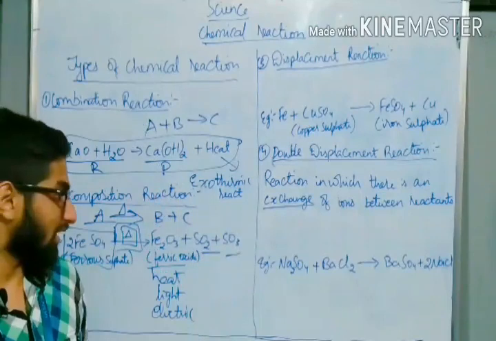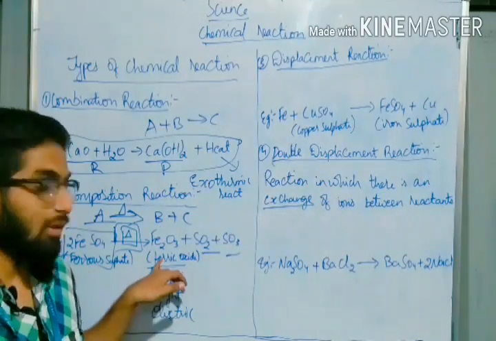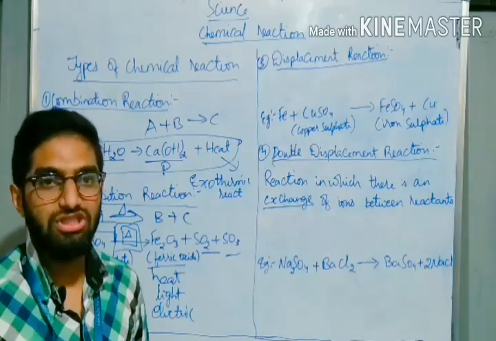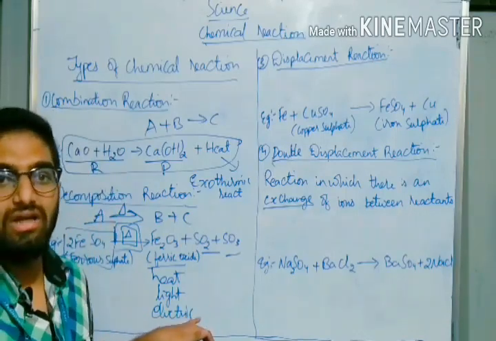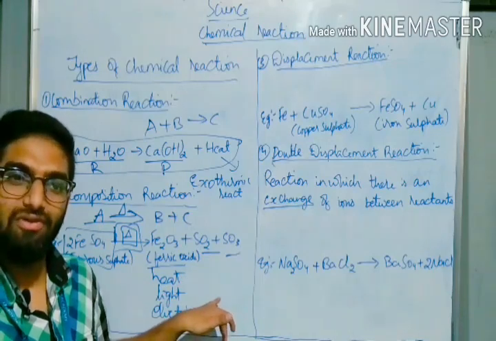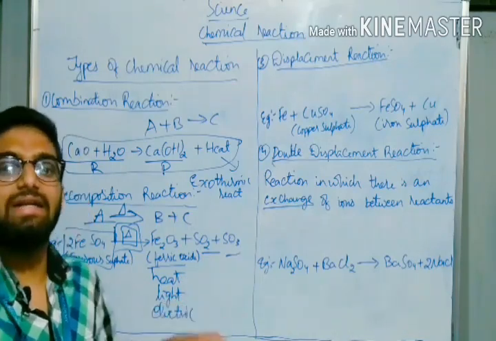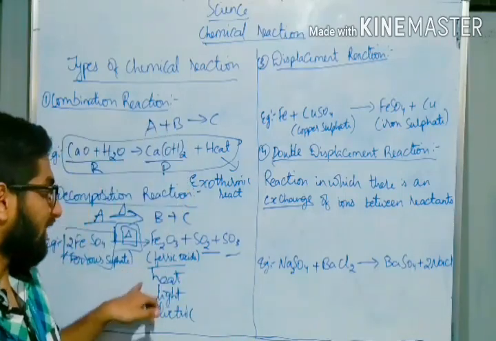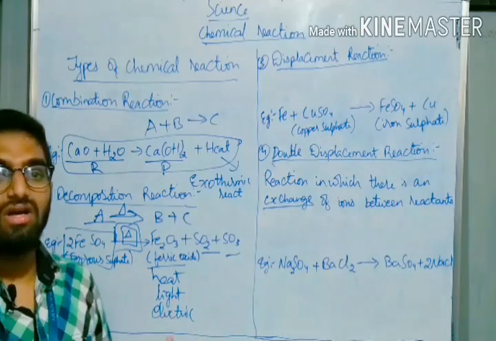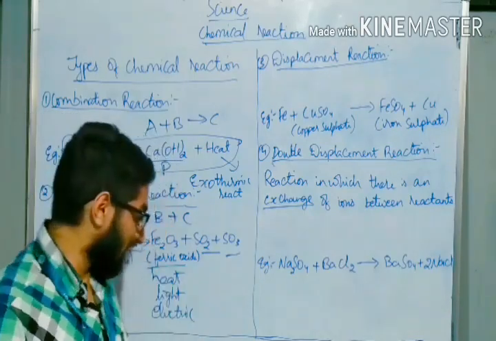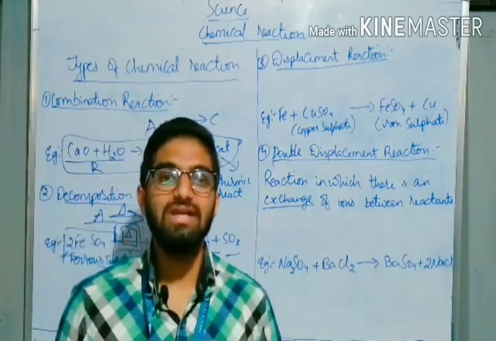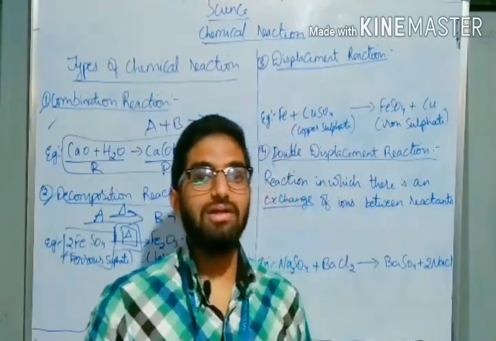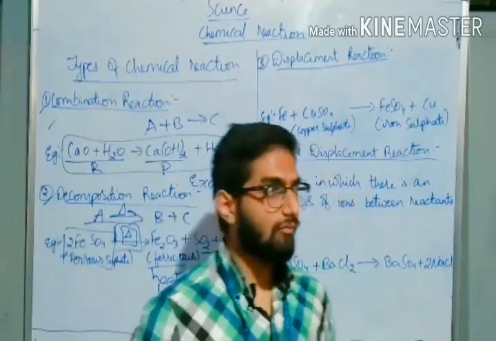Now, the reaction which undergoes decomposition with the help of heat is known as heat decomposition reaction. A reaction which undergoes decomposition with the help of light is known as light decomposition reaction, or you call it photo decomposition reaction. Then you have a reaction which undergoes decomposition with the help of electricity, also known as electrolysis decomposition reaction. So then we'll go to the third chemical reaction.